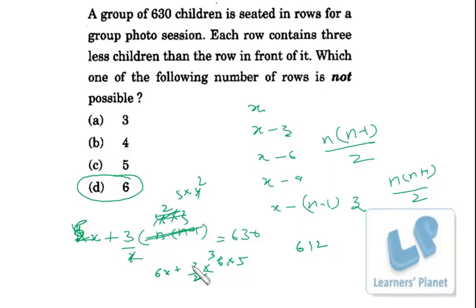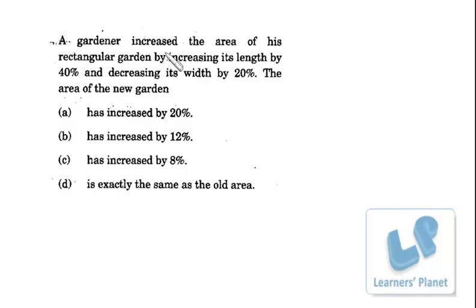So clear? A gardener increased the area of his rectangular garden by increasing its length by 40% and decreasing its width by 20%. The area of the new garden is. See, when we have to see the percentage increase and decrease, whether you have a rectangle or a square, you can take both the dimensions to be the same, because from a calculation point of view, it really doesn't matter.